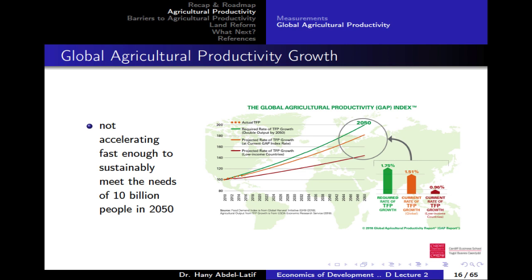So we're talking about food. We're talking about supply of food. But if we follow the level of productivity in developing countries or low-income countries, this is how much the gap would be. Can you see this? So it's a massive gap. Why? Because productivity in the agriculture sector is very low in low-income countries. So this is a big gap. It's not accelerating enough to sustainably meet the needs of 10 billion people in 2050 as projected. So this is a big issue, not just for developing countries. That means it's for the entire world.